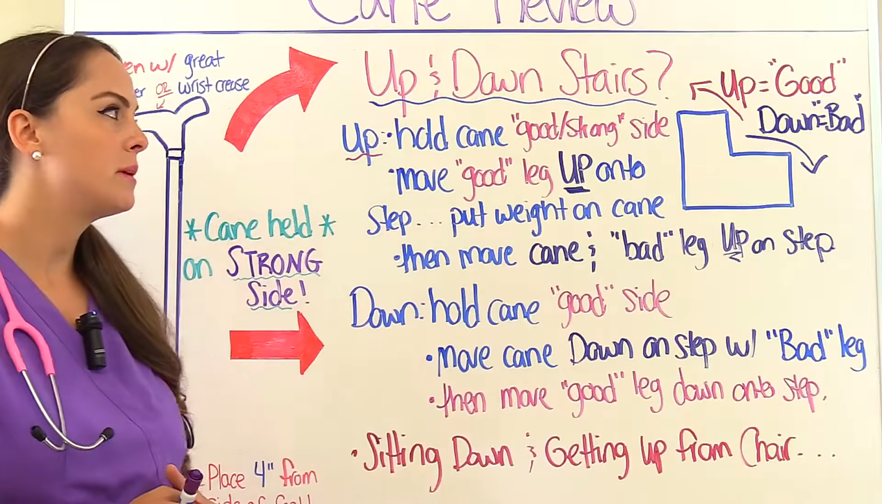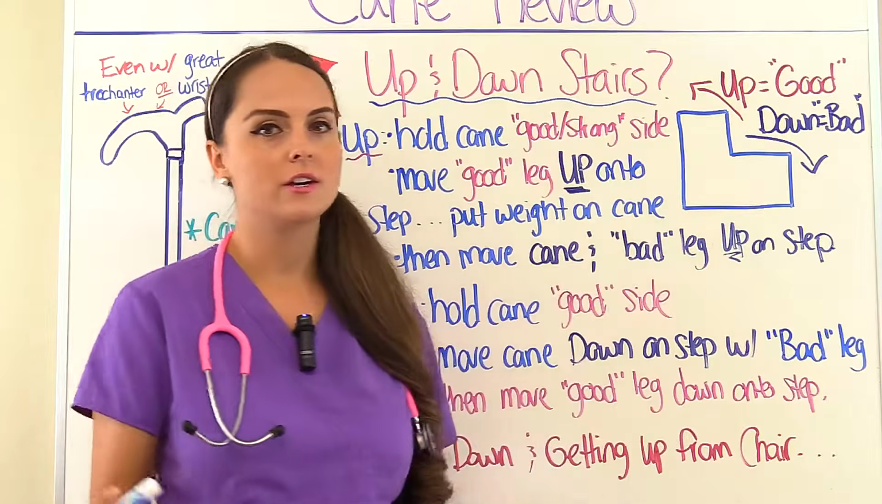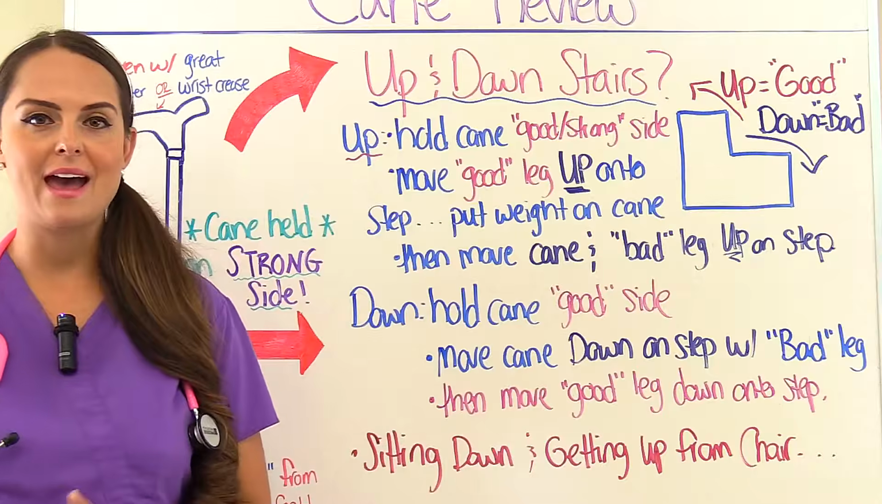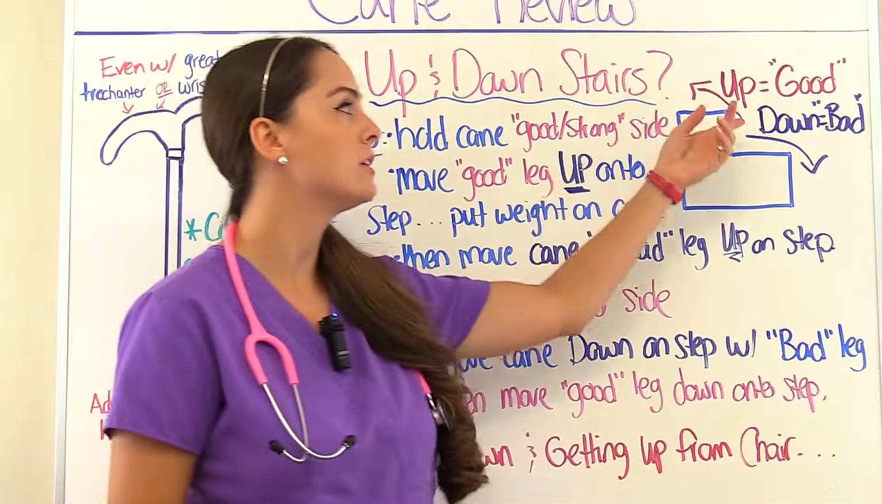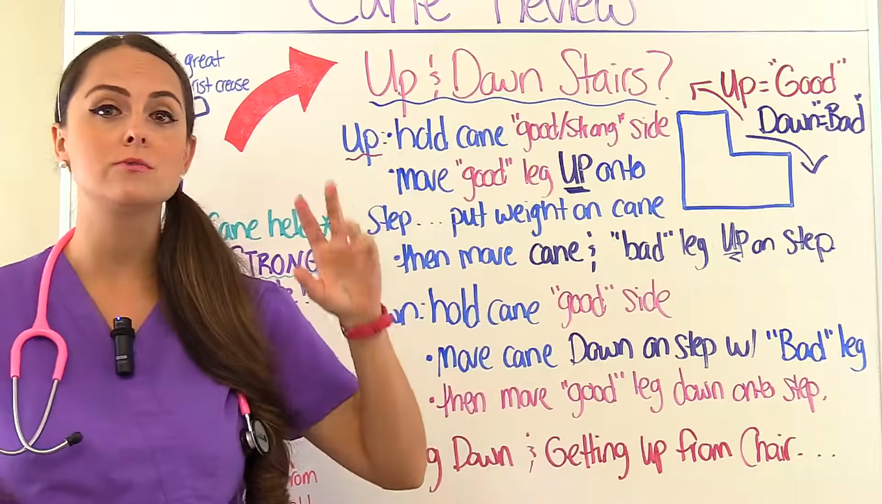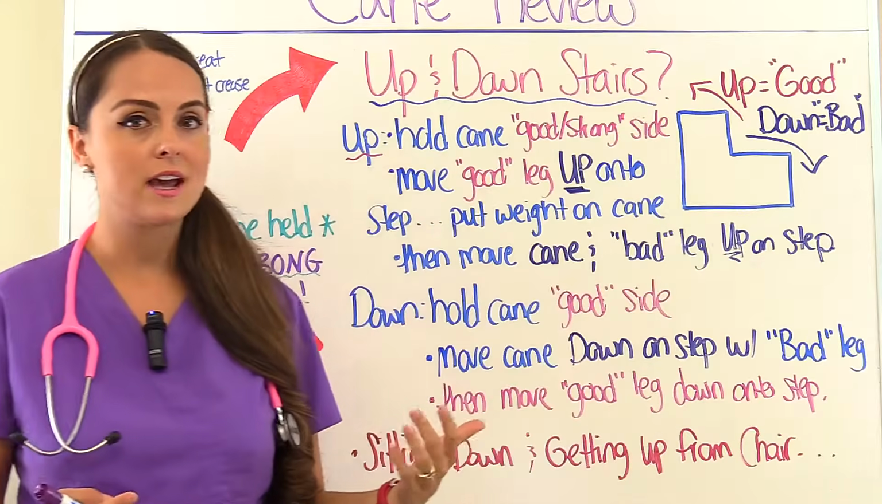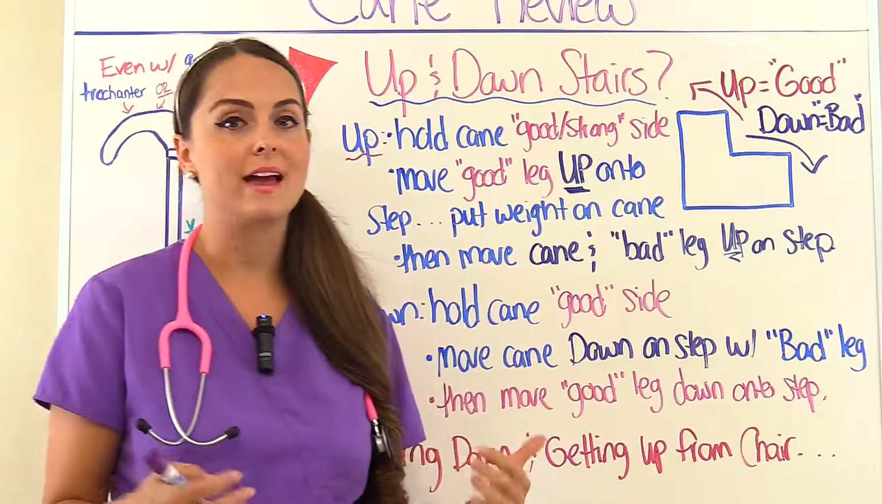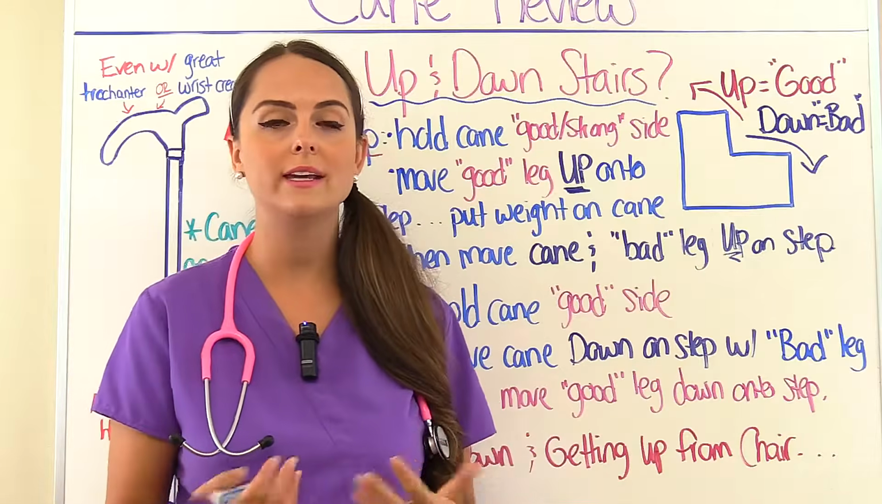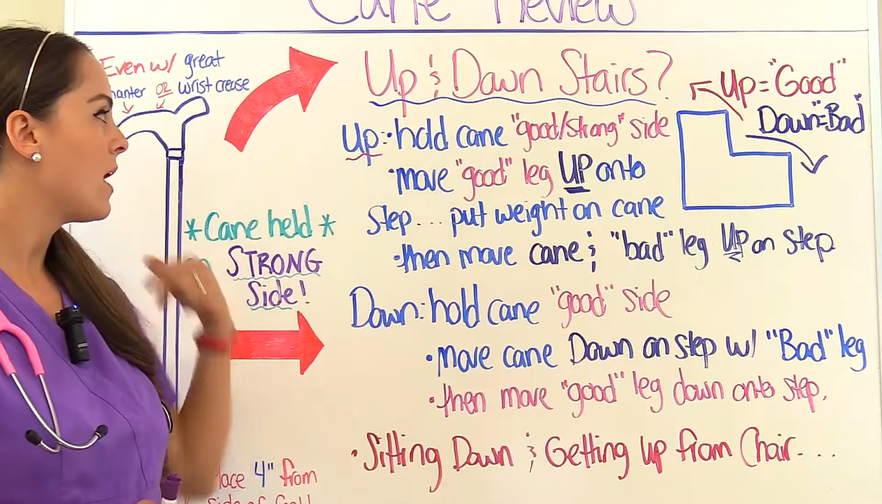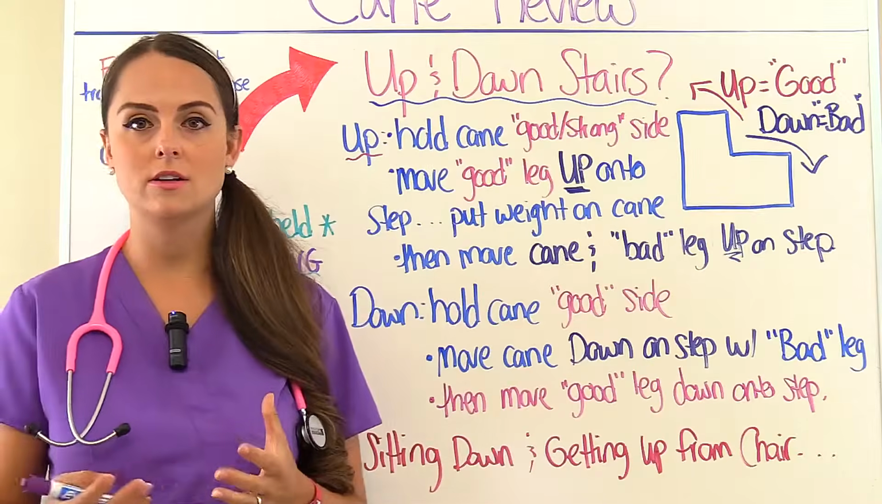Remember, I told you to remember up equals good, down equals bad. What we're referring to is the good leg going up first, which would be the strong leg, versus whenever we're going down the stairs, it would be the bad leg that's going to go first, so the weak side. Therefore, how do we go up the stairs using that concept?